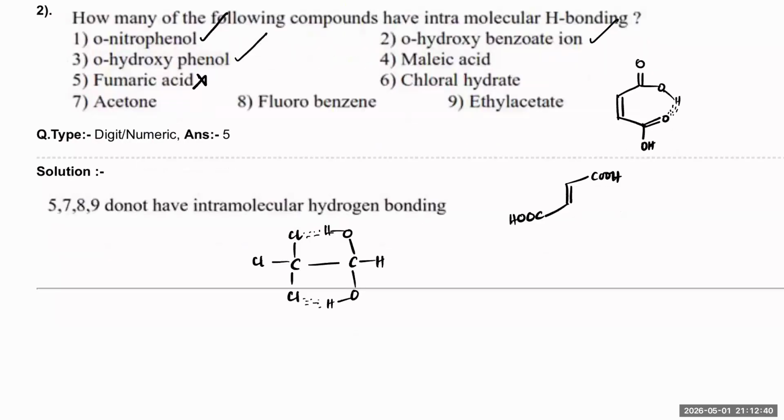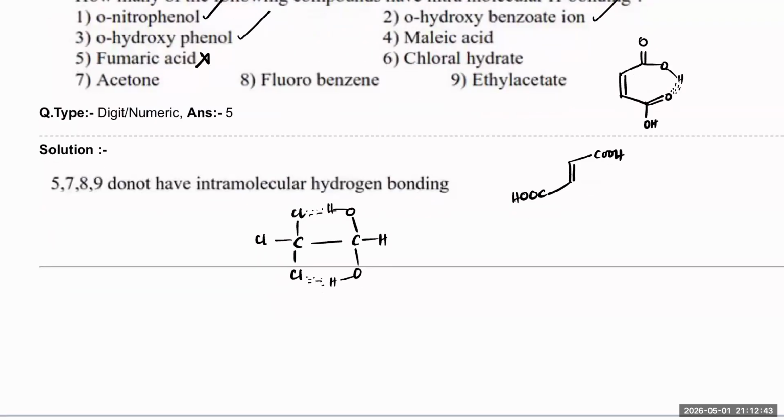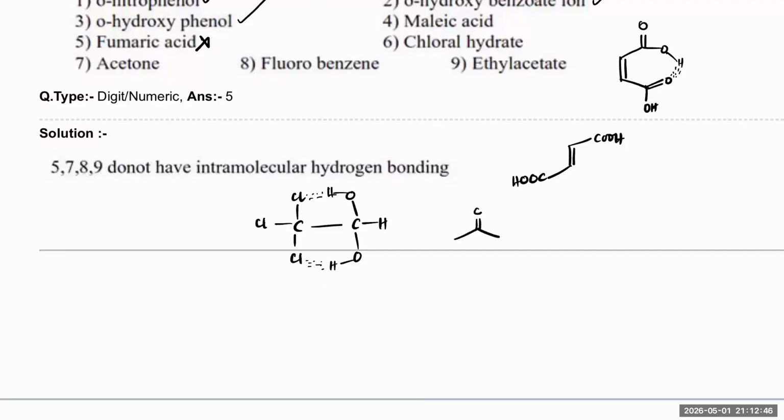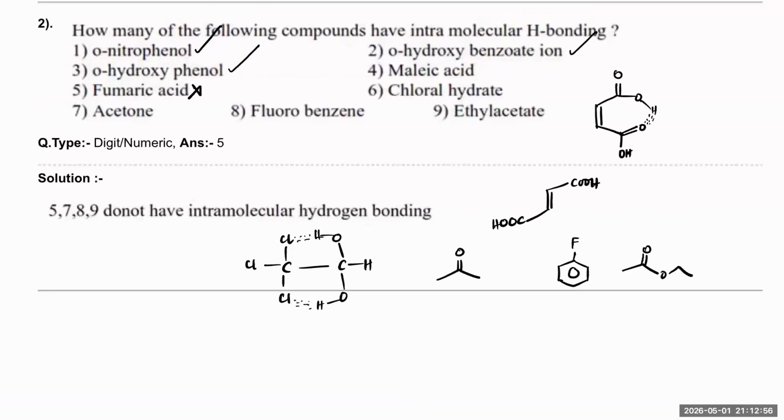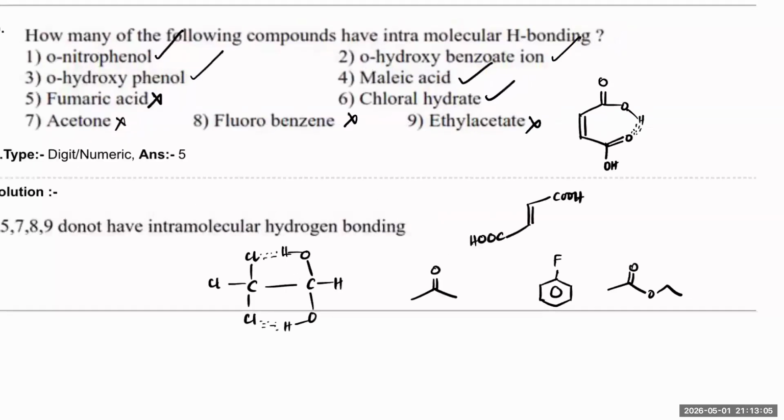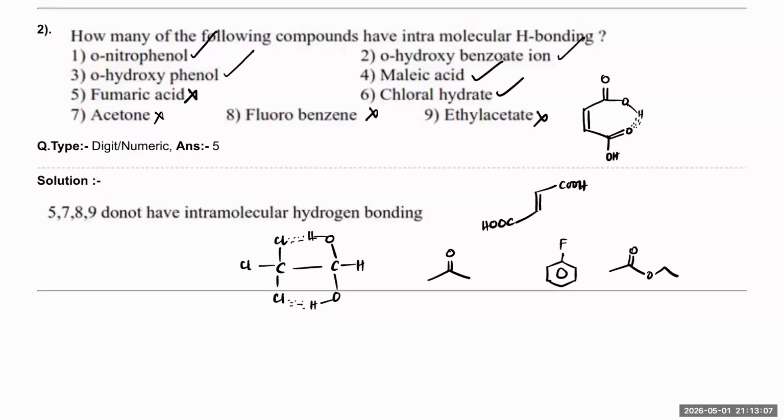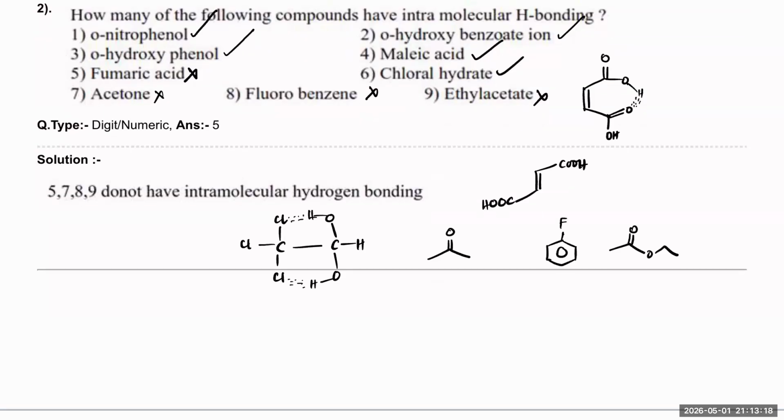Next, acetone. Acetone does not have any hydrogen bonding. Fluorobenzene does not have any hydrogen bonding. Ethyl acetate, with a double bond O, like this, does not have any hydrogen bonding either. So this one is yes, this one is yes, and no, no, and no. I hope all of you got the idea which of them have intramolecular hydrogen bonding and which do not have it at all. Clear?